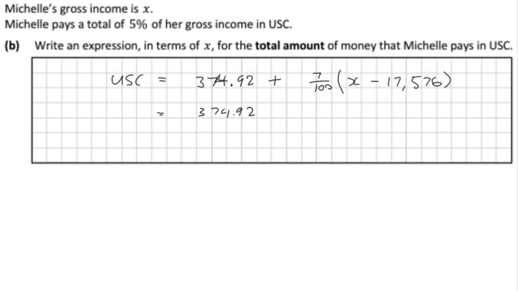When we multiply this out, we will get 374.92. 7 over 100 by 17,576 will give a value of 12,230.32, and then we have the 7x over 100. So let's get the difference, and we will get 855 and 40 cents. That's going to be the amount, and then we have a value here in terms of x, which is the gross income. So that's your expression.